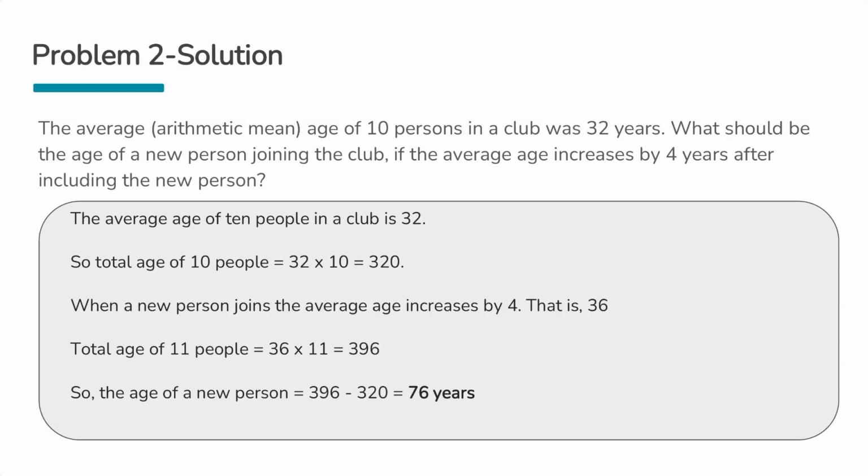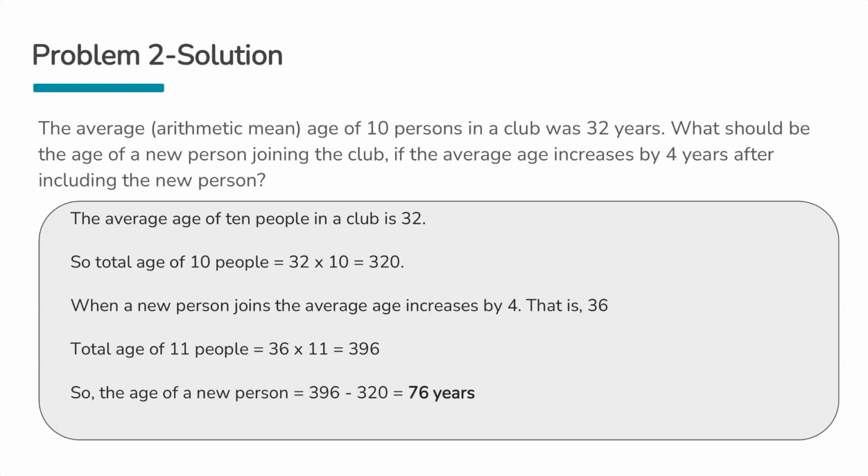Now there's a new person joining the club. The average increases by 4 years after including the new person. Assume that the new person's age is X. Now the average is 36. There are 11 people, so their average age is 36. So 36 is being distributed to all people. 36 times 11 is 396. What is the age of the new person? You just have to find out X, which has to be the difference between the two totals, 396 minus 320, which is equal to 76 years.